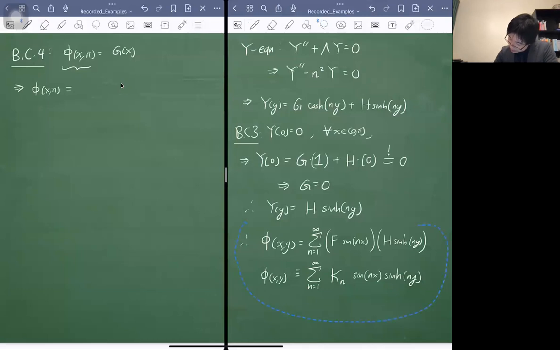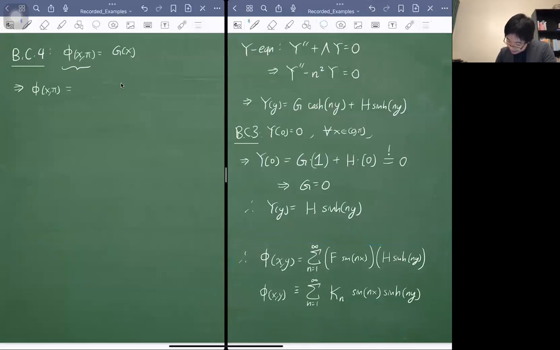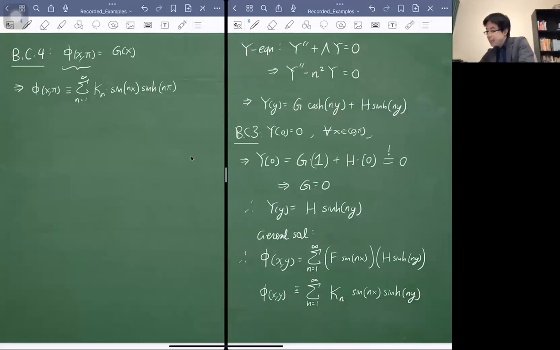It's not completely specific solution, right? So it's still a general solution. I mean, it's semi-general, let's say, semi-specific. We've solved for a couple of constants already and reduced to just one last one, but still a general one, right? So to get a specific solution, apply the last boundary condition. So we put in pi, so that is sum from 1 to infinity, k n sine of nx, because we want to apply pi over here, n pi, sinh of n pi, like that, equals 0.